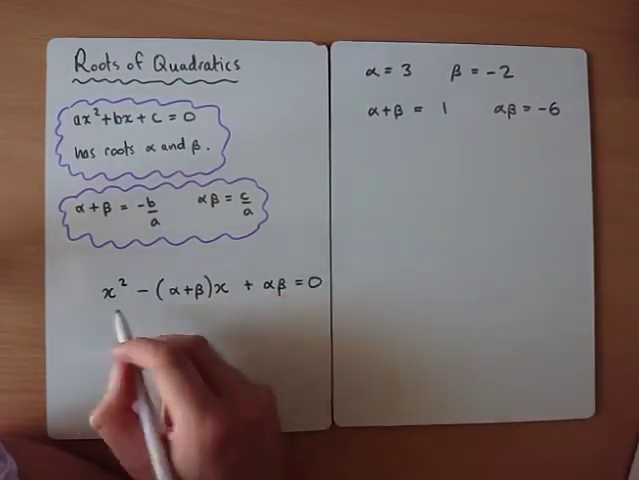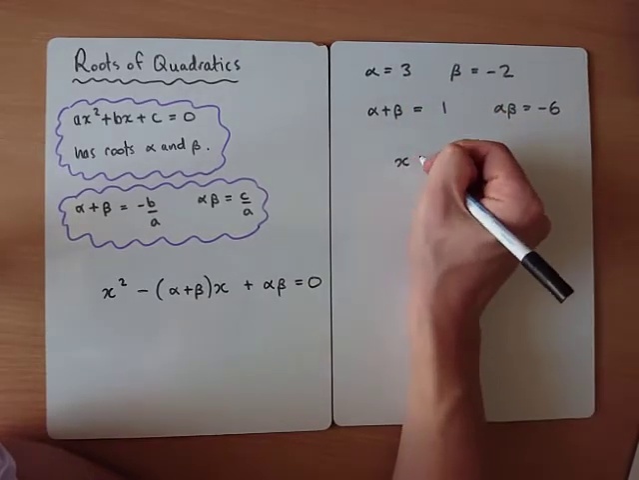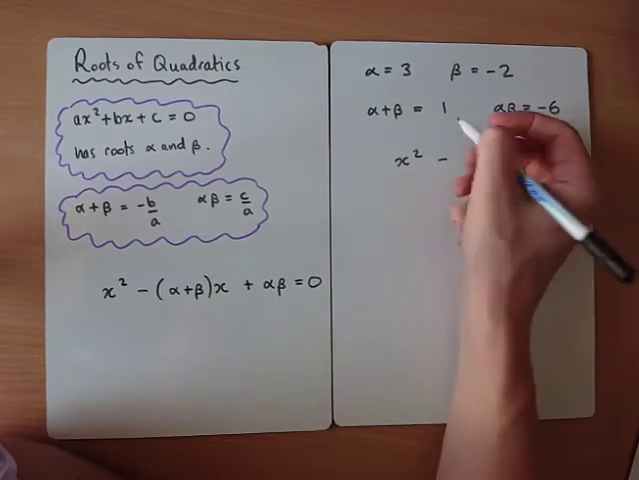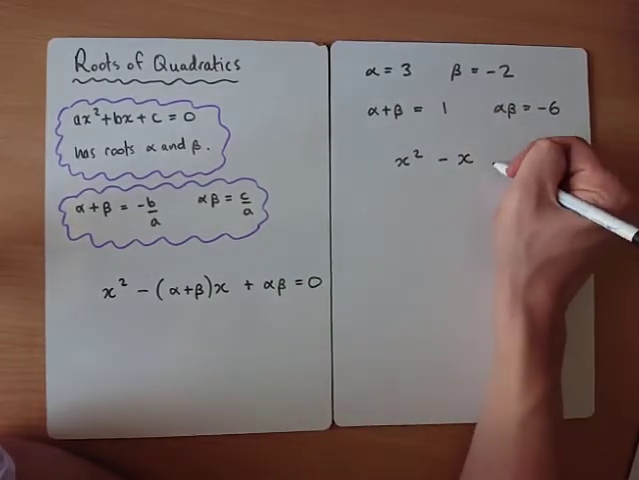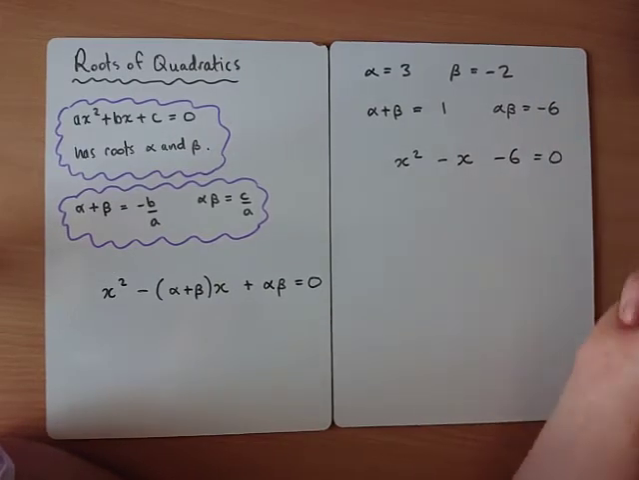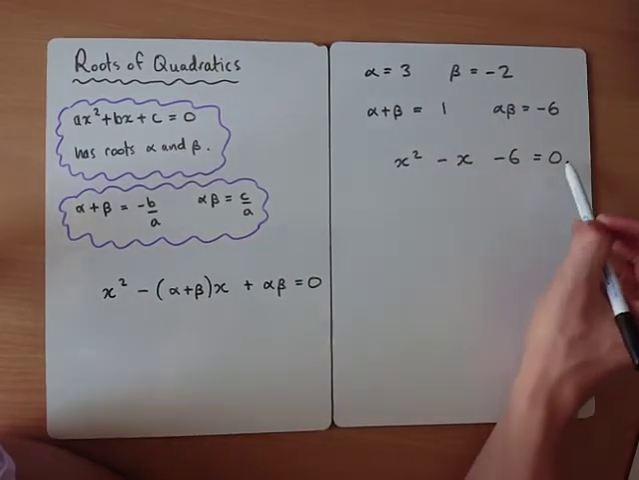So I know my original quadratic with these two roots would be x squared minus the sum, so minus 1x, plus the product, which is minus 6. Okay, so it's a nice way of us, if we know what the roots are, getting back to the quadratic.